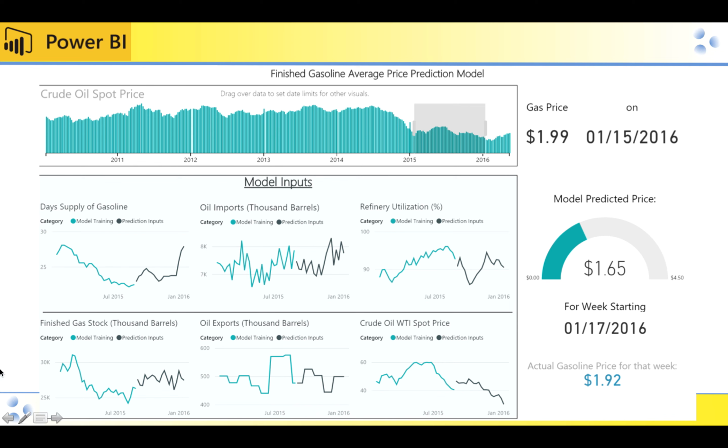I also have the previous gas price in the upper right-hand corner, the previous week's gas price, and then I make a prediction based on the machine learning algorithm what the gas price will be in the middle on the right-hand side. So last week the gas price was $1.99. This was in January 2016. It's predicting for the next week starting on the 17th that the gas price will be $1.65. So we're looking for a slight decrease in the gas price. And it turns out that the actual gas price for the following week was $1.92, which is not as much of a decrease as the model was predicting, but it was still in the right direction.